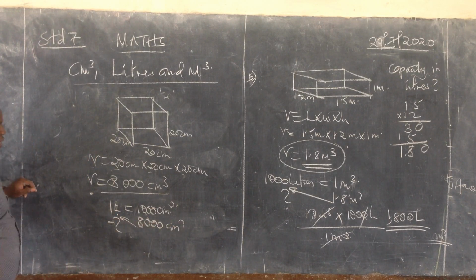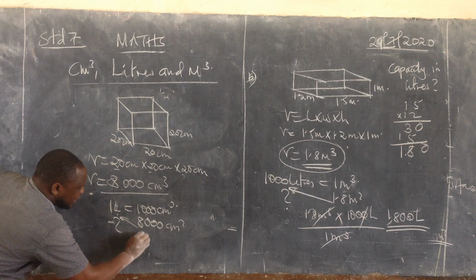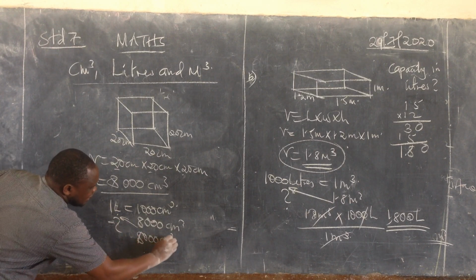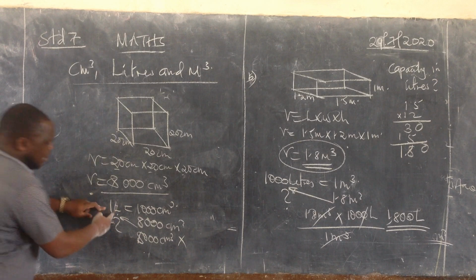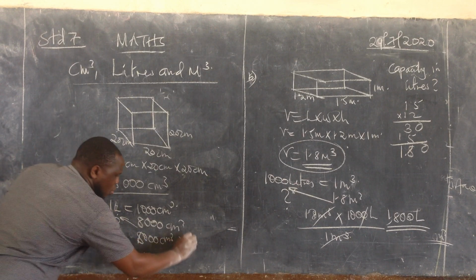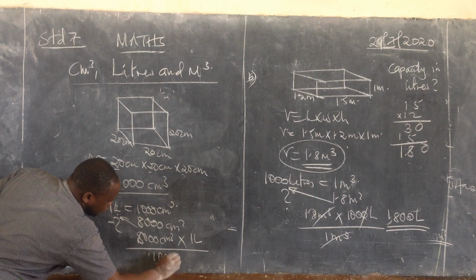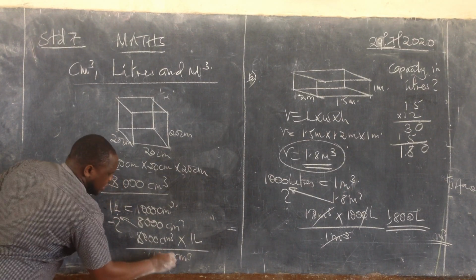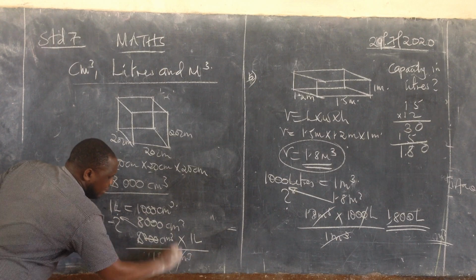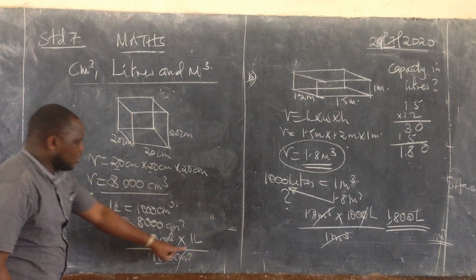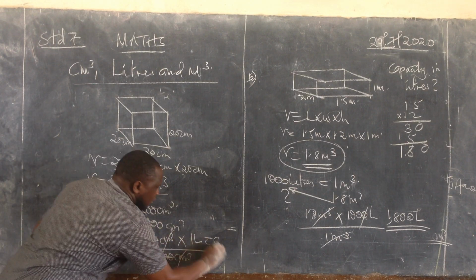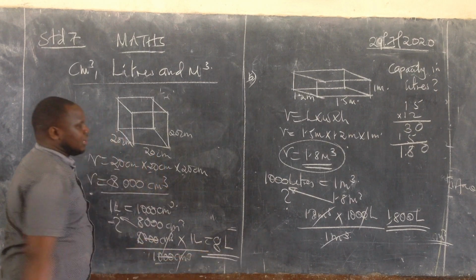So this is formulated with that one. This is going to be 8,000 cubic centimeters times the number above the question mark, 1 liter, over the number on this side, 1,000 cubic centimeters. 3 zeros are going to cancel 3 zeros, cubic centimeters will cancel, and your answer is going to be in liters. So 8 liters is your answer.